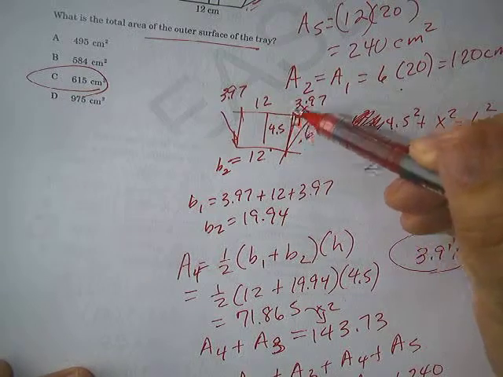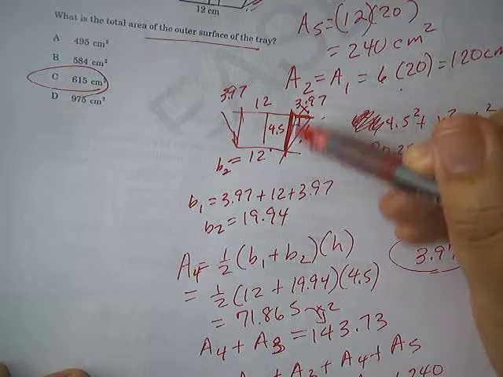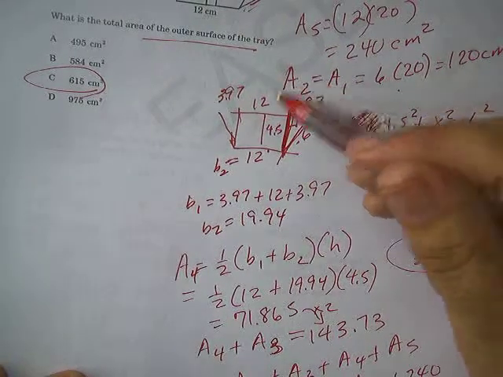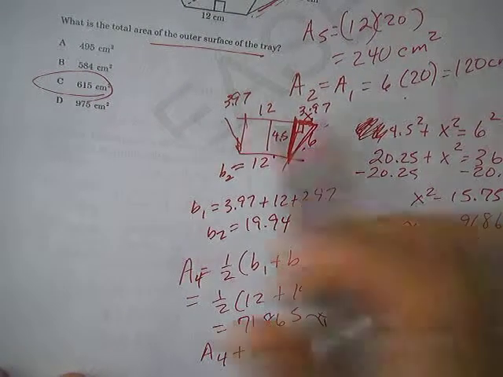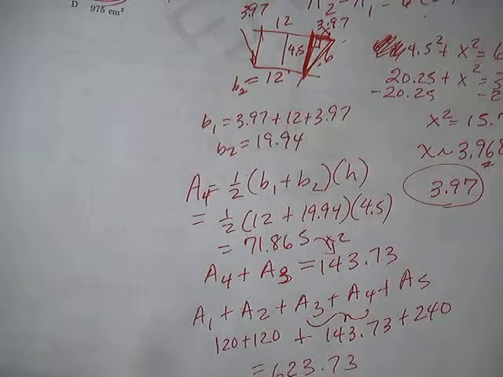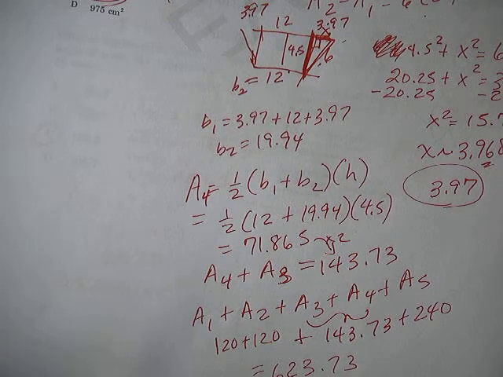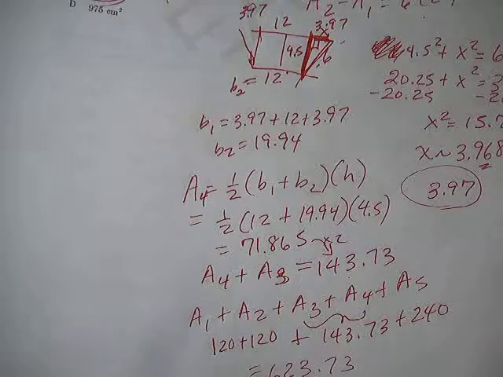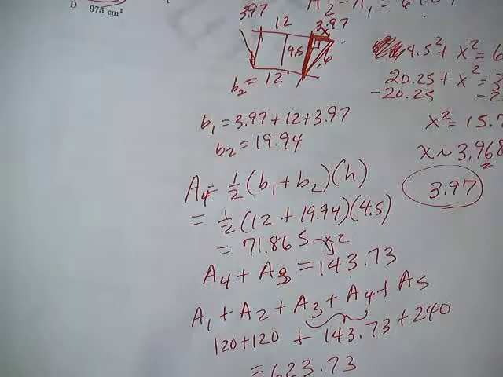The way we found the top is I dropped an altitude here. I said, well, that's 4.5. I know this is 6 because they gave it to me. I can find how much that overhang is, and it's on both sides. So the top is really about 20. So in fact, if I go 20 plus 12, I would get 32 times 4.5 divided by 2, I'd get 72 times 2, I get 144. So the answer should be very similar. There must be some rounding thing going on here.